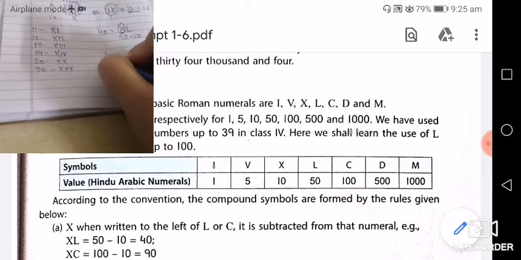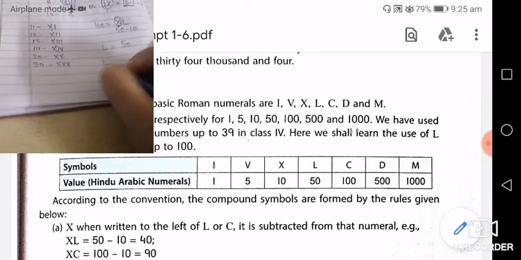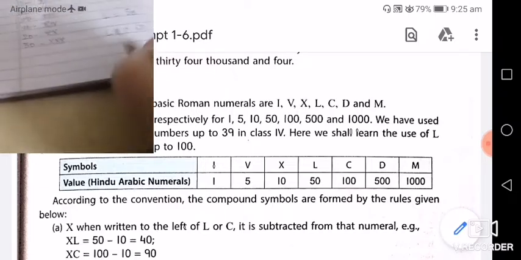Now L you all know that L stands for 50. So if you have to write 60, X will be added to that, and that will become 60.